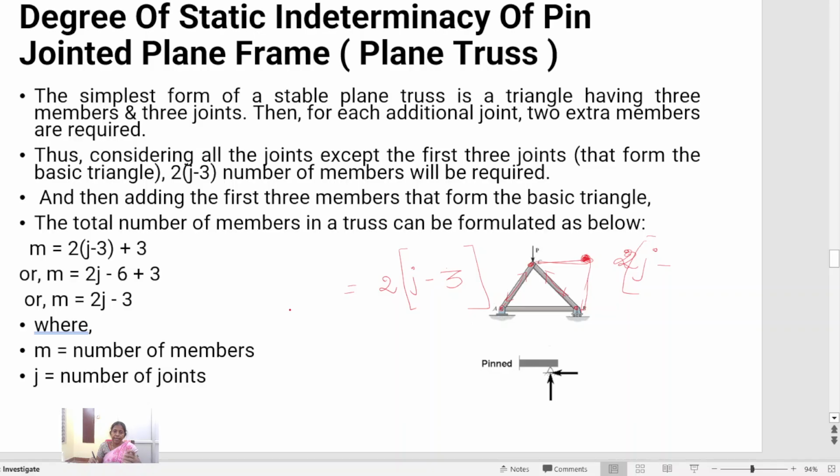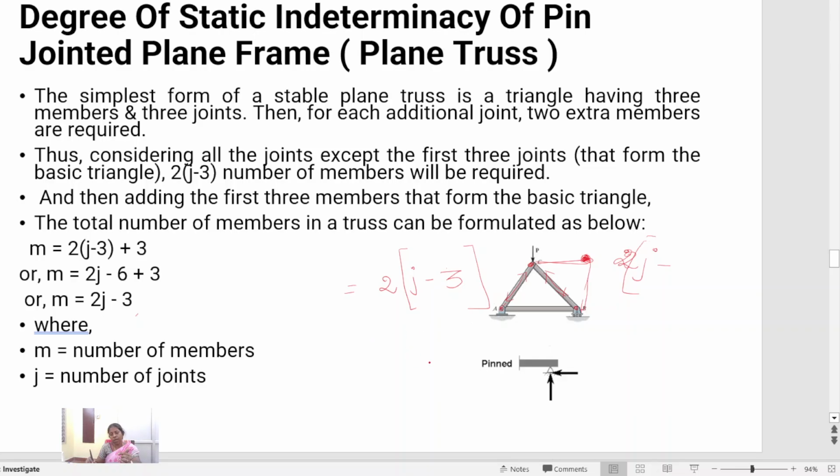And then adding the first 3 members that form the basic triangle. The total number of members in the truss can be formulated as 2j minus 3 plus 3. So it is the basic member, 3 members. So 2j, if you multiply inside, minus 6 plus 3. So it is 2j minus 3.